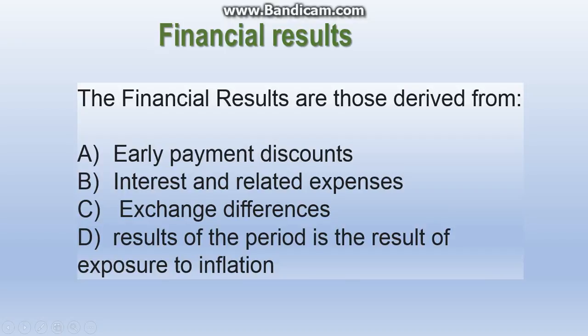Financial results. The financial results are those that come from early payment discounts, interest and related expenses, exchange differences, and results of the period. When we talk about results of the period, we're talking about the exposure to inflation.